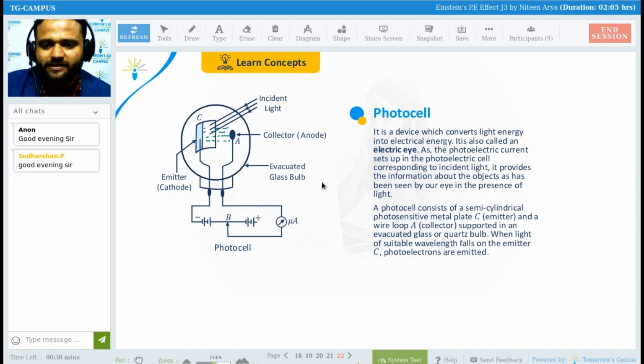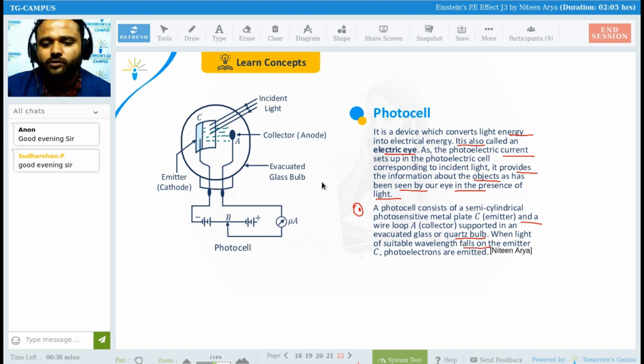It is a device that converts light energy into electrical energy. It is also called an electric eye, as a photoelectric current is set up in the photoelectric cell corresponding to the incident light. It provides information about the object as seen by the eye in the presence of light. A photocell consists of a semi-cylindrical photosensitive metal plate C, the emitter, and a wire loop A, the collector, in a glass or quartz bulb.